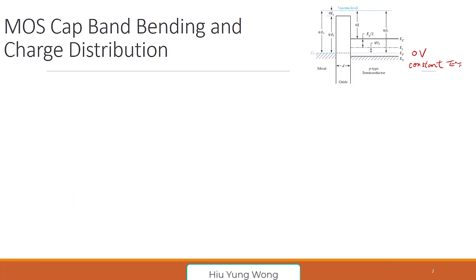How would the structure look like? I give you half a minute, very quickly. Can you draw on your paper? When I apply a negative bias to the gate metal, how would the band look like? It will push up the Fermi level. Where? It will bend it towards the conduction band.